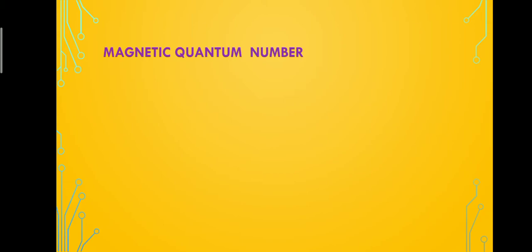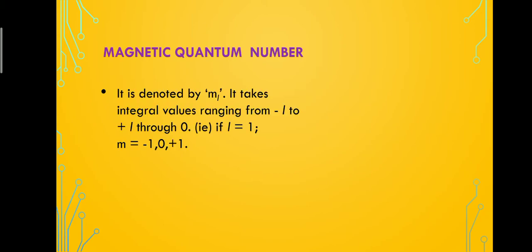Next is the magnetic quantum number. It is denoted by the letter m l, and it takes values ranging from minus l to plus l through 0. That is, if l is equal to 1, the magnetic quantum number can be minus 1, 0, plus 1.